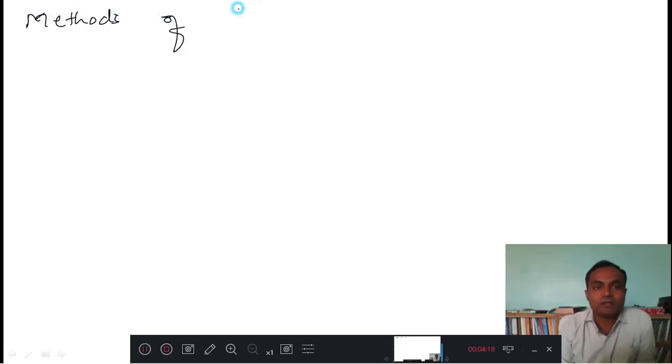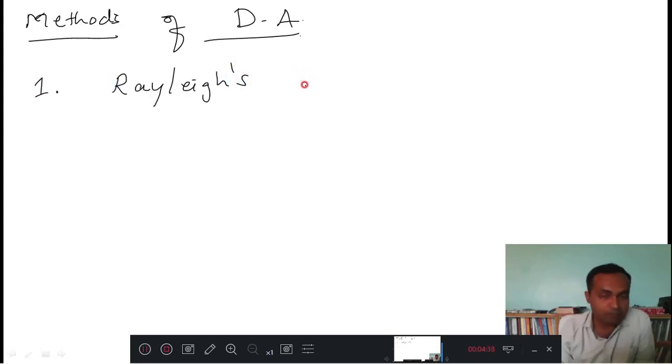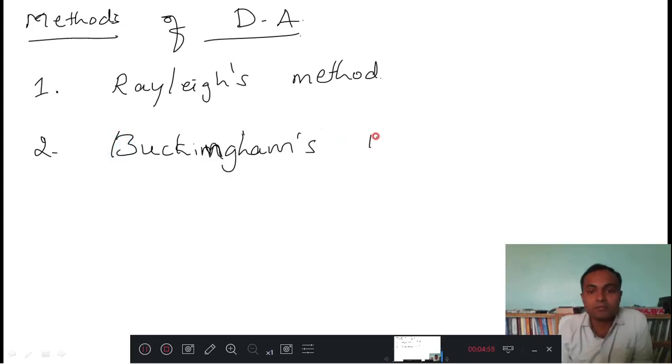Okay, dimensional homogeneity. Now coming to methods of dimensional analysis. How many methods are there? Actually speaking, there are many methods, but for your VTU syllabus, 2 methods are included. The first one is Rayleigh's method of dimensional analysis, and the second one is Buckingham's method, Buckingham's pi theorem, which you can call the pi method. Okay, these two are included.